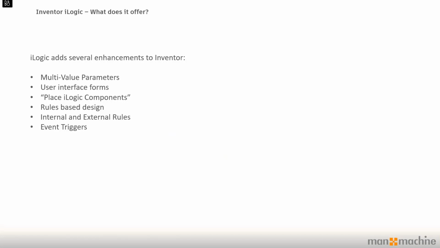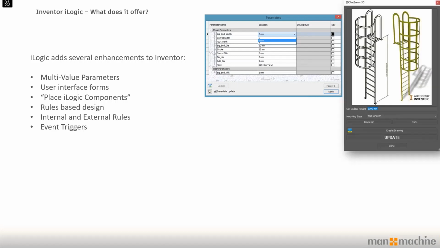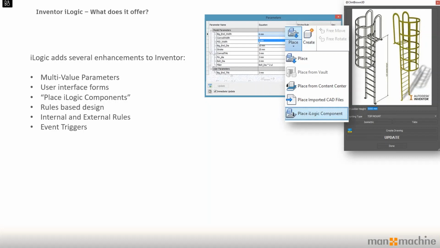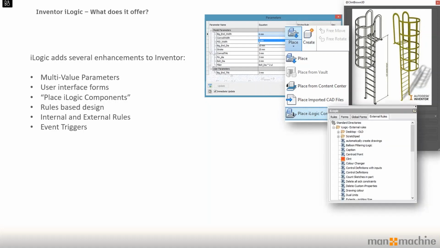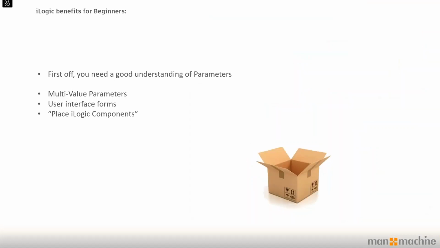Okay, but straight out of the box, part of the acquisition meant that we've got a whole load of additional functionality inside of Inventor as a direct result of that acquisition. And these things are the ability to create multi-value parameters, user forms, the ability to place iLogic components, rules-based design, so actually creating internal and external rules, internal and external triggers as well. And the last bit that's not on the slide is actually the ability to import and export XMLs of all of your parameters. I'm going to show you some of this in a second.